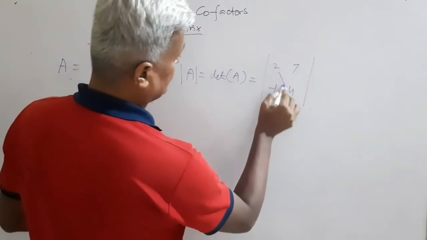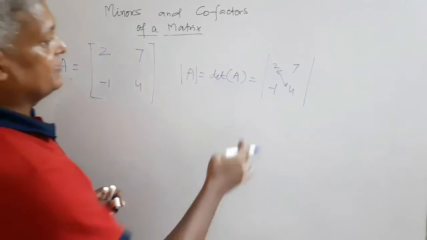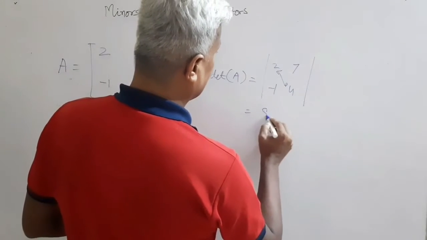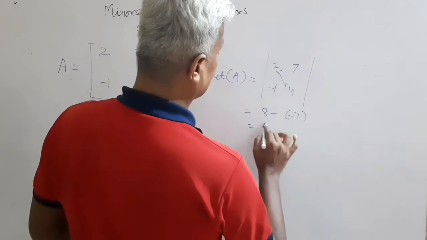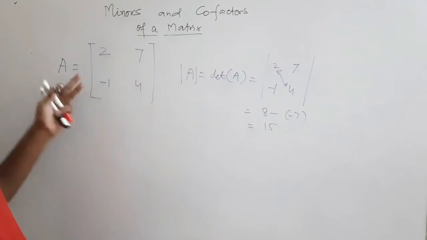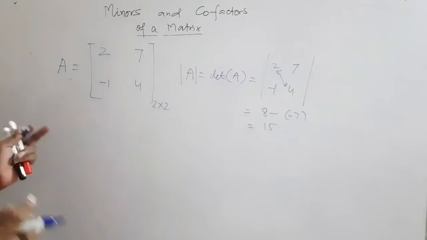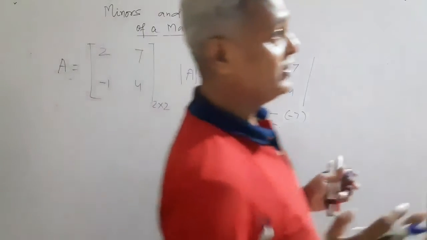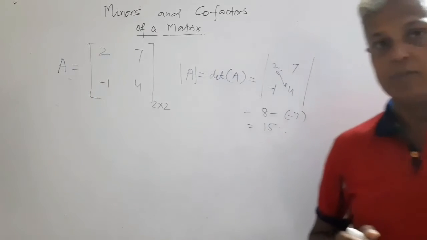So you just find the product of the elements corresponding to the principal diagonal, 4 and 2. So this is 8, minus 1 times 7 is minus 7, so 8 plus 7 is 15. So this is called the determinant of a square matrix, and this matrix is of order 2 by 2. But when you have a matrix of other order like 3 or 4, then the case becomes a little complicated.